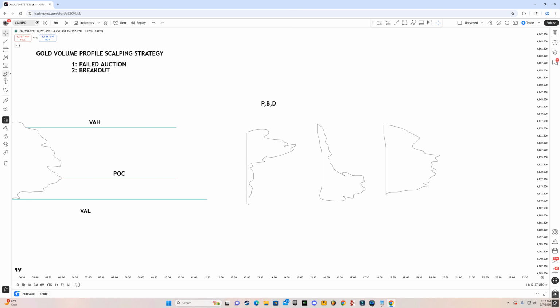Now, when you have a P-shaped volume profile, there's a very high chance that price will break out to the upside. Why? Because the buyers are in control. There's a lot of volume to the upside, so it means that the buyers have been controlling this level and they are positioning here to get a breakout. Okay. Or price can go below the value area low of this range and then break out.